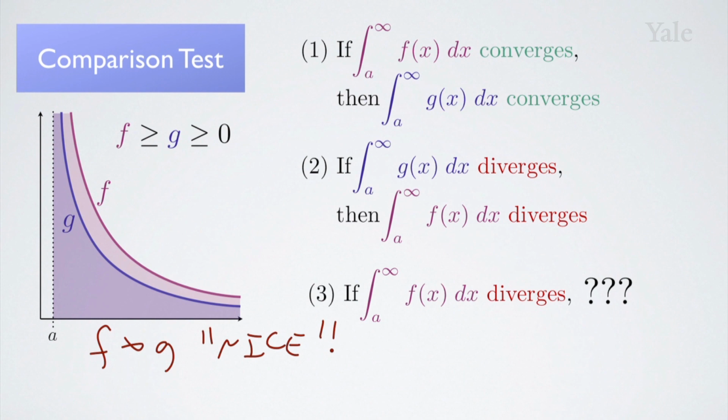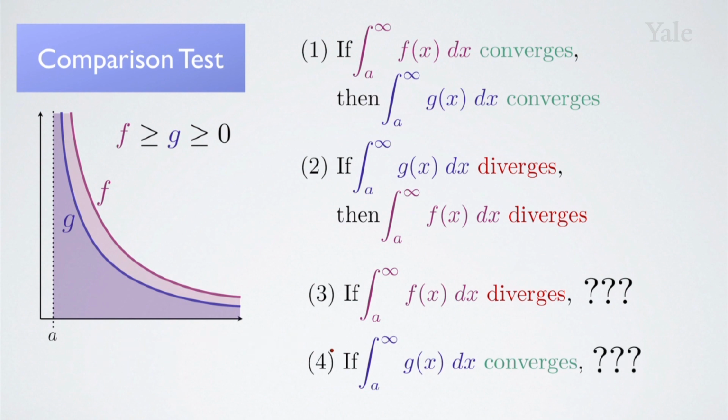And the fourth possibility is if the area underneath the lower curve converges, we don't really know what happens with the area underneath the upper curve. And the reason for this is it could be finite, it could be infinite. We don't really know, so we draw no conclusions. And we have to use some other approach to make the determination of convergence.